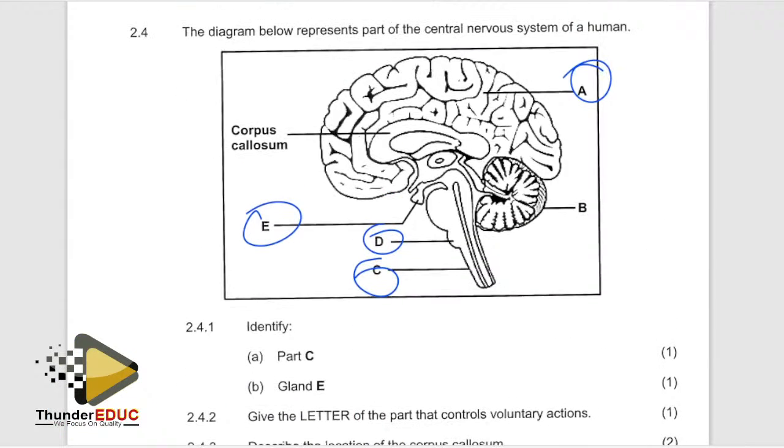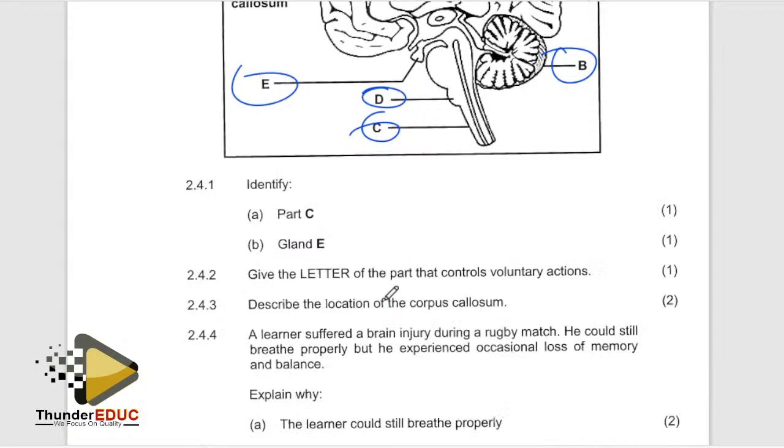What is part C? Where is part C? Part C is, we say, the spinal cord. Part D is medulla oblongata. Part B is cerebellum, and then part A is the hypophysis. Sometimes we call it pituitary gland, but we don't call it master gland. We don't give it a tick because master gland is not a name, it's just a description of what it does, because it controls most of the glands.